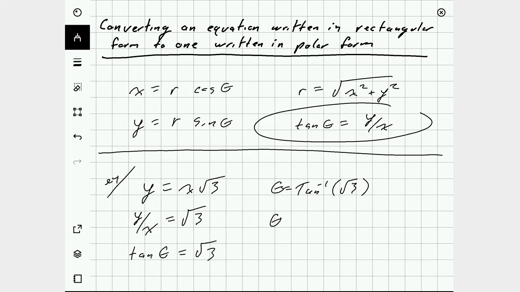And I remember that the inverse tangent of square root of 3 is pi over 3. So y equals x root 3 in rectangular coordinates is the same thing as the polar equation theta equals pi over 3.